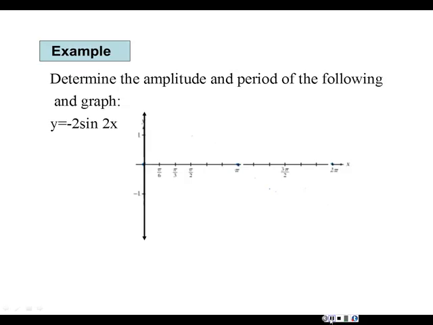Alright, so anyone has the answer? I think you cannot tell the answer, but what is the amplitude? 2, right? And what is the period? It's just pi, right? And also this will be reflected. So let's draw the original one first, a little bit modified with the amplitude and the period, and then we'll reflect it. So the original one will start from 0.